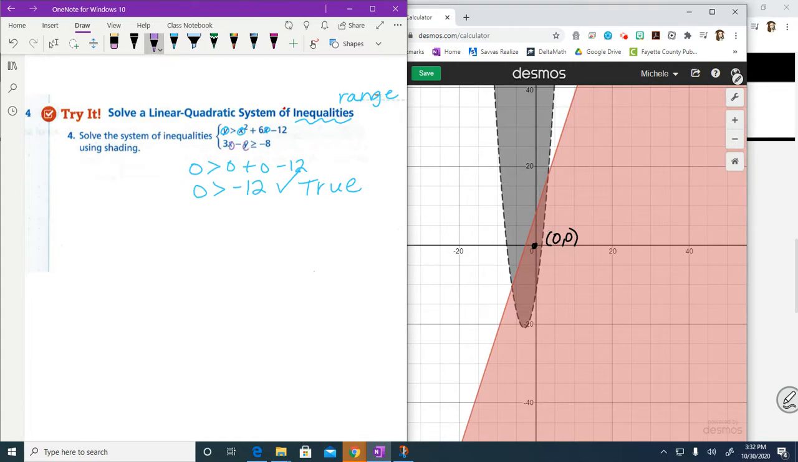Now let's try it in the bottom. Is 3 times 0 minus 0 greater than or equal to negative 8? Well, 3 times 0 is 0, minus 0. Is 0 greater than or equal to negative 8? Yes, that's true. So all of these points in here will make both true. If they're not inside, it won't make both of them true. If I were to pick a point in the red, it would only make the bottom inequality true. If I were to pick a point in here, it would only make the quadratic part true. But the points in here will make both inequalities true at the same time.